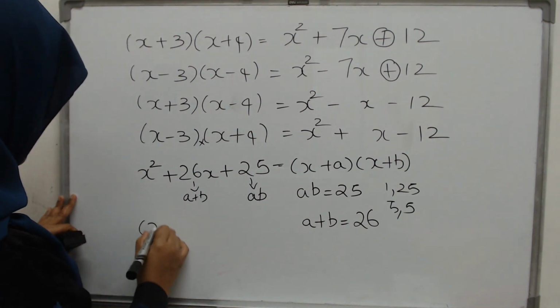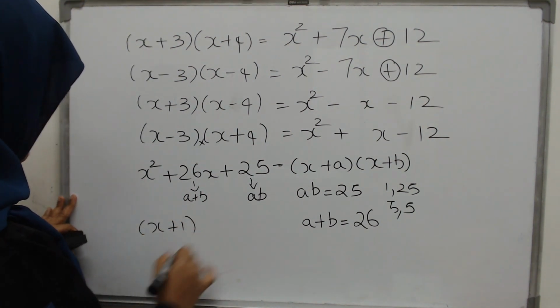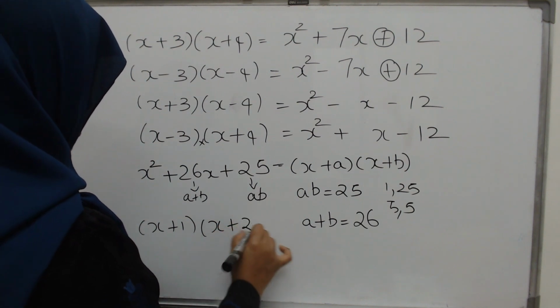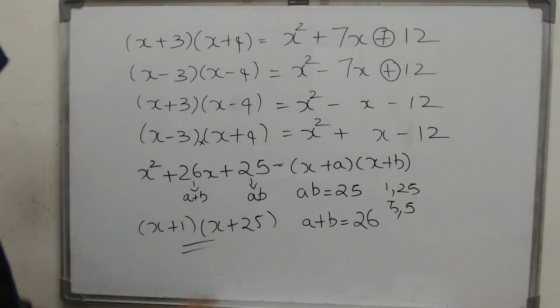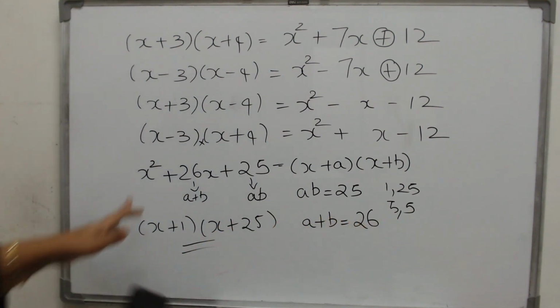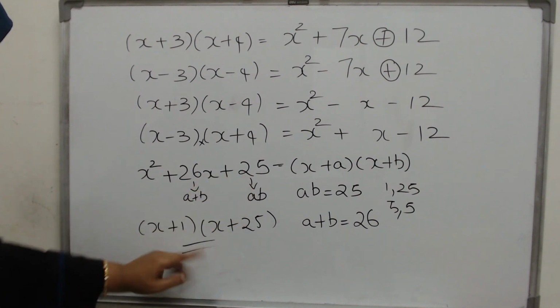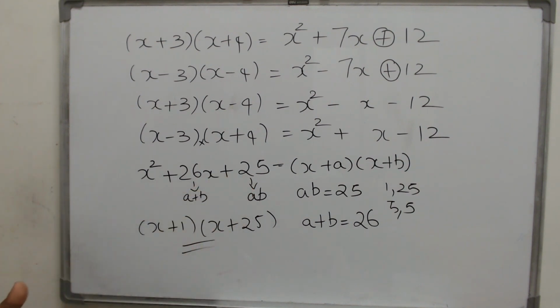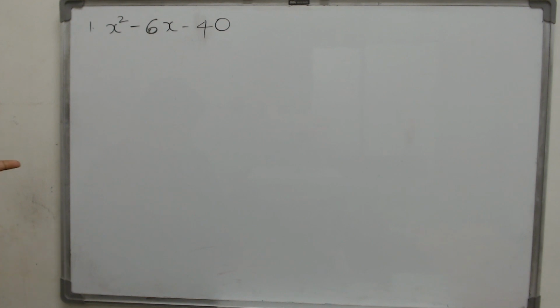What is your A? Your A is say 1 and your B is 25. There. This is how you reverse back. From 3 terms, you go to 2 factors. Let us try a few more questions. Look at the first question.